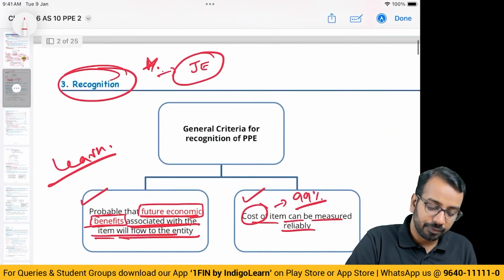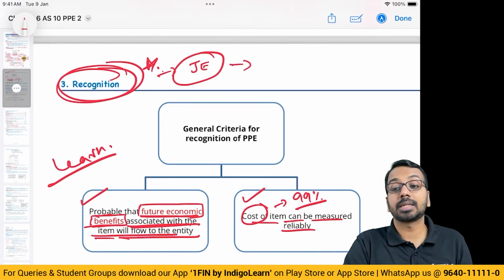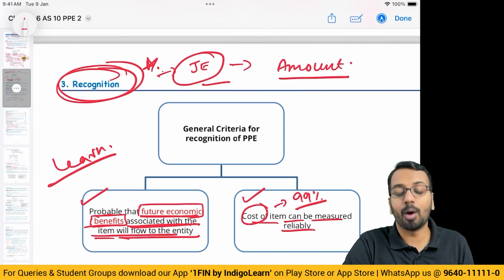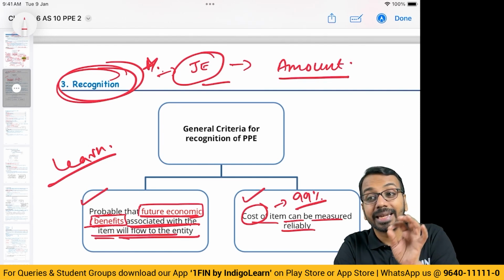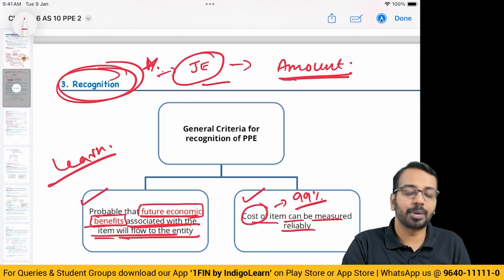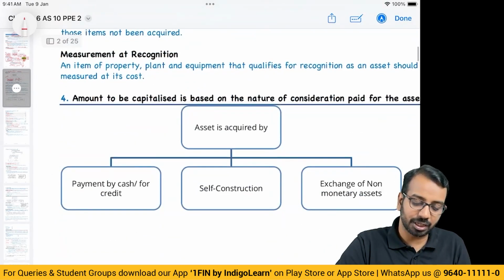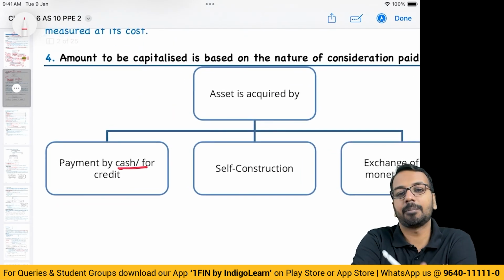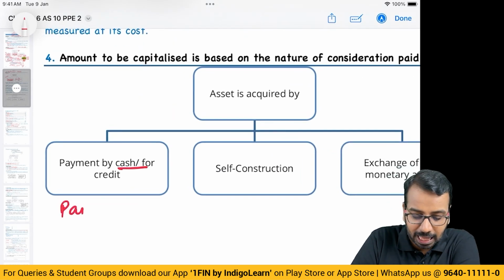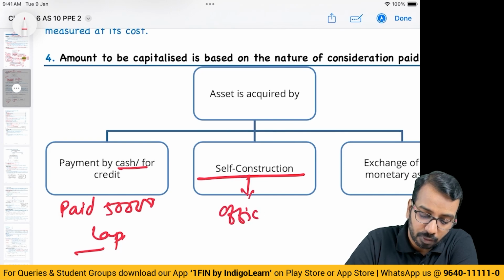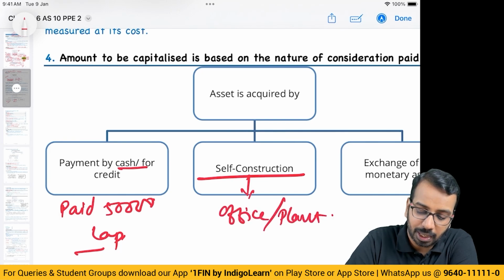Now, when we say we have to recognize, we need to pass a journal entry. For passing the journal entry, we need to know the amount. At what amount should we recognize the property, plant and equipment? Now, as far as recognition is concerned, it depends on whether we have made the payment and purchased. So, let us say I paid 50,000 to purchase a laptop. That is one thing. Self-construction, I am building my own office or I am building my own plant.